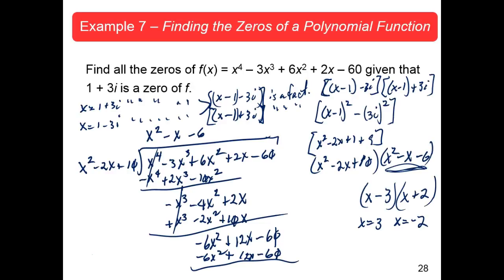Then do your division. See what the other quadratic factor is. See if you can factor that. You could. So now we have that. What if you couldn't factor this? What would you do next?